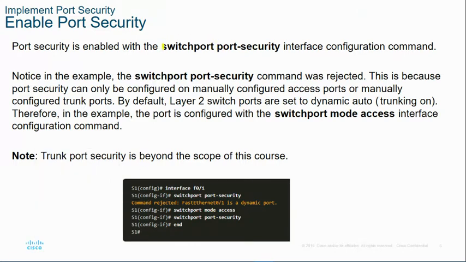If you want to apply port security, first we have to enable it. To enable port security, we have to execute the command switchport port-security on the interface. For example, if you want to enable port security on interface F0/1, first you have to go to that interface. In that interface, you have to enable switchport port-security.